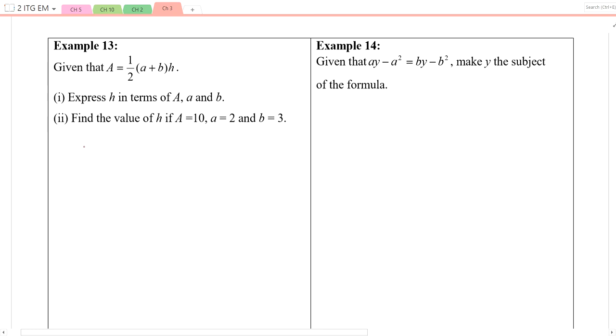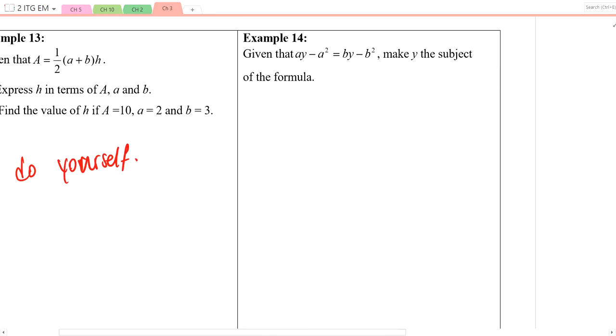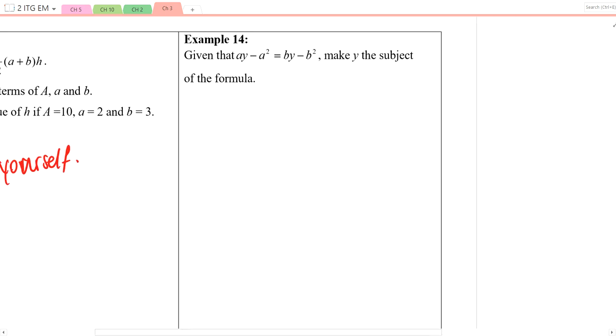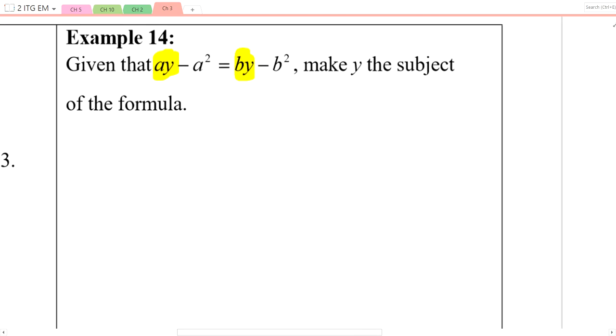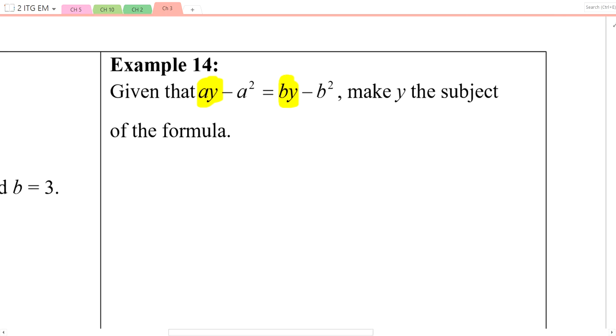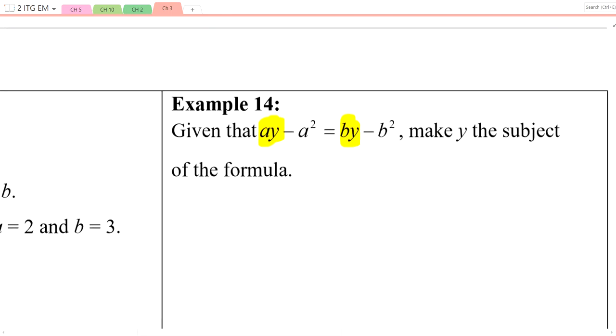Okay, so example 13, do yourself. For example 14, make y the subject. This time we see y appearing here and appearing here. Whenever we see it appear twice, we try to combine them together. Sometimes it will involve factorization, as we have seen in example 12.